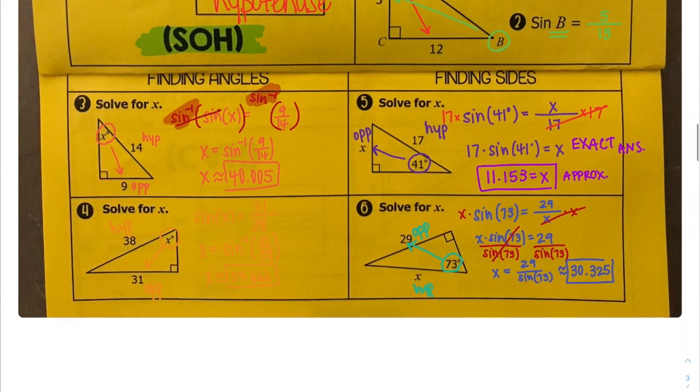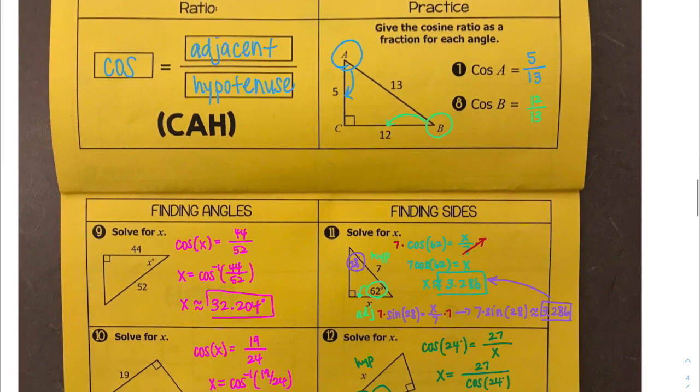So that was for sine. Then we went to cosine. So cosine was adjacent over hypotenuse. The adjacent leg divided by the hypotenuse. So that's a different part of the triangle than we had for sine.